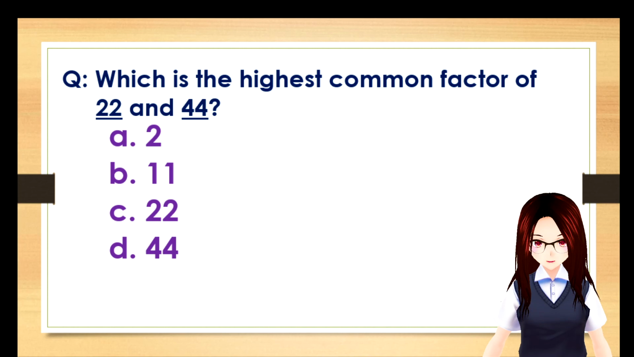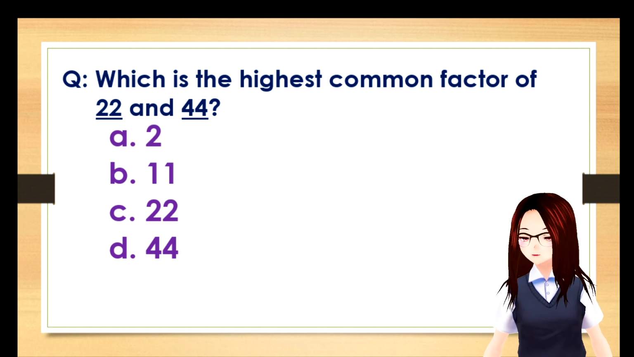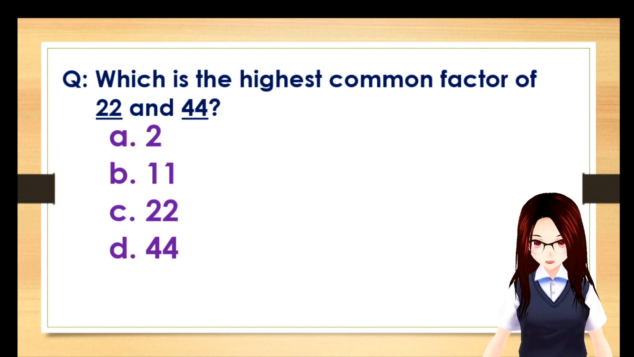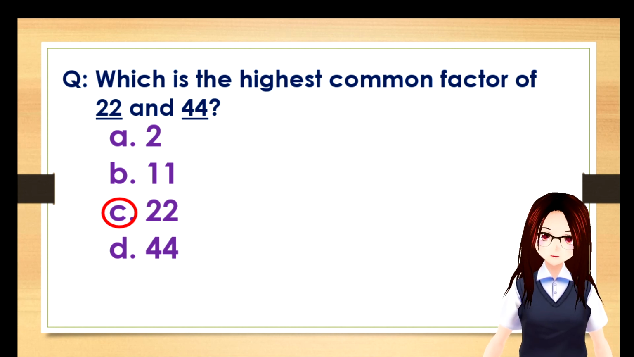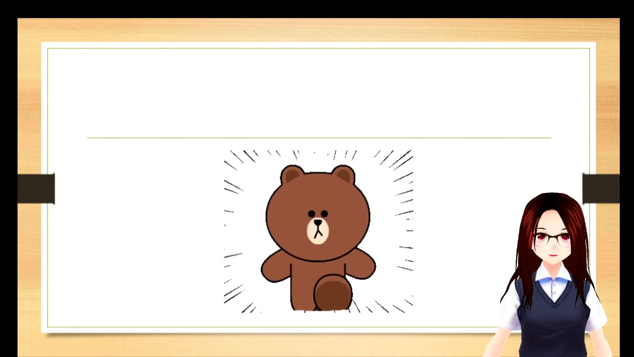Okay, now, which is the highest common factor of 22 and 44? Go. Time's up. The correct answer is letter C, 22. So did you get most of the answers correct? If you did, good job.